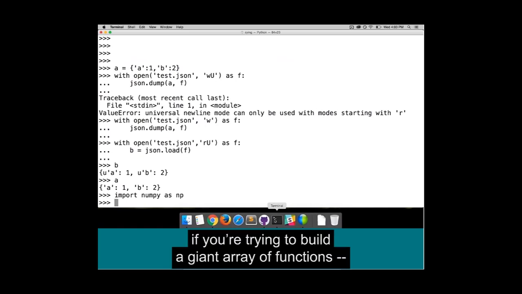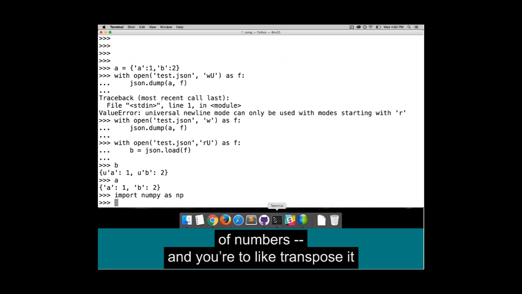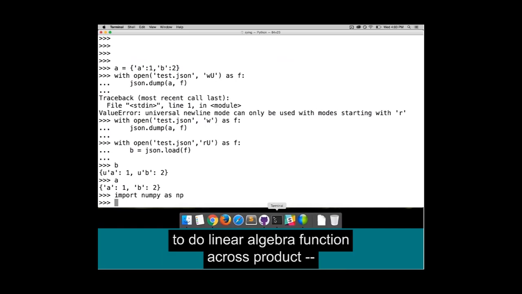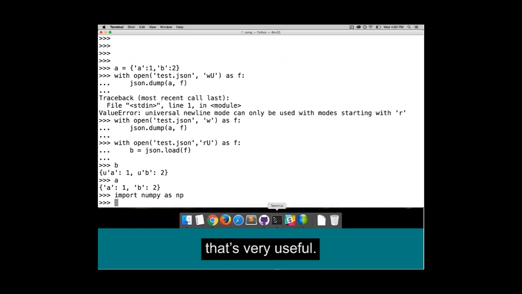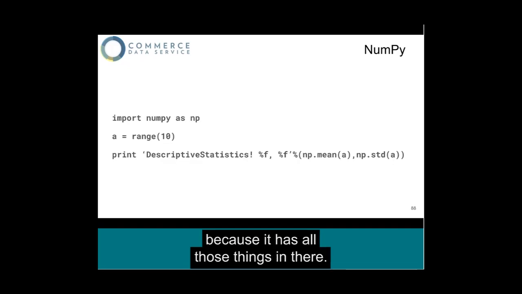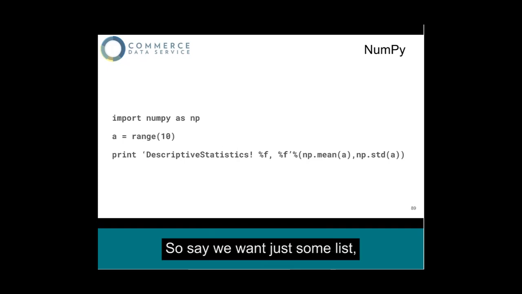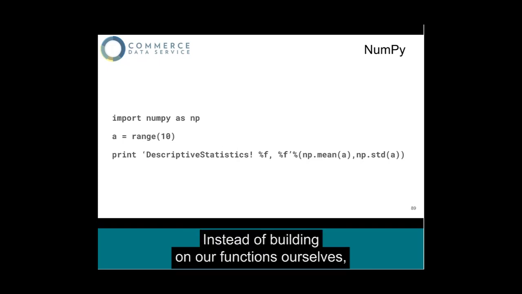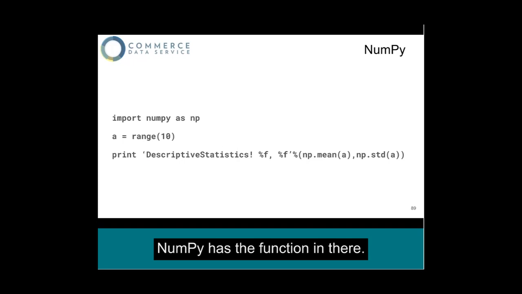If you're trying to build a giant array of numbers and you want to transpose it, do linear algebra functions, or take the cross product of it, that's very useful. But also, for a lot of people who are used to Excel, they just want descriptive statistics. This is also very useful because it has all those things in there. Say we have a list and we want the mean, the standard deviation, or the median. Instead of building out our own functions, NumPy has that function in there.